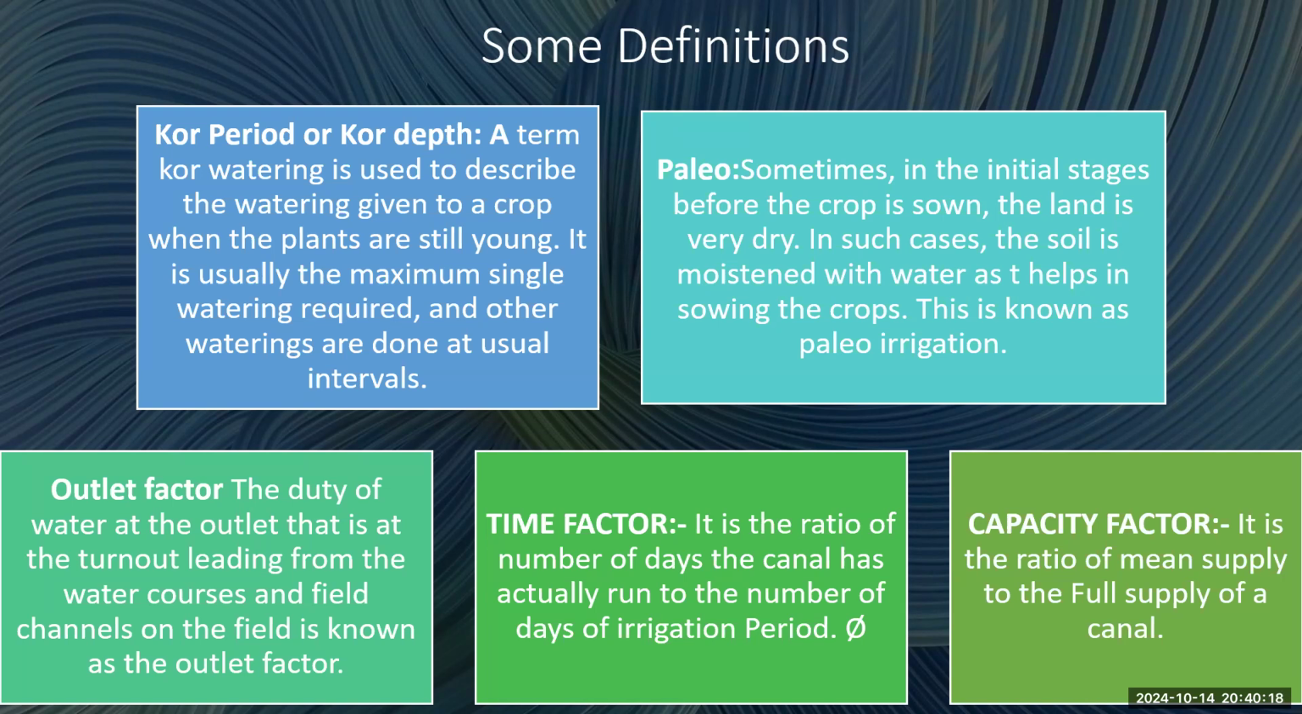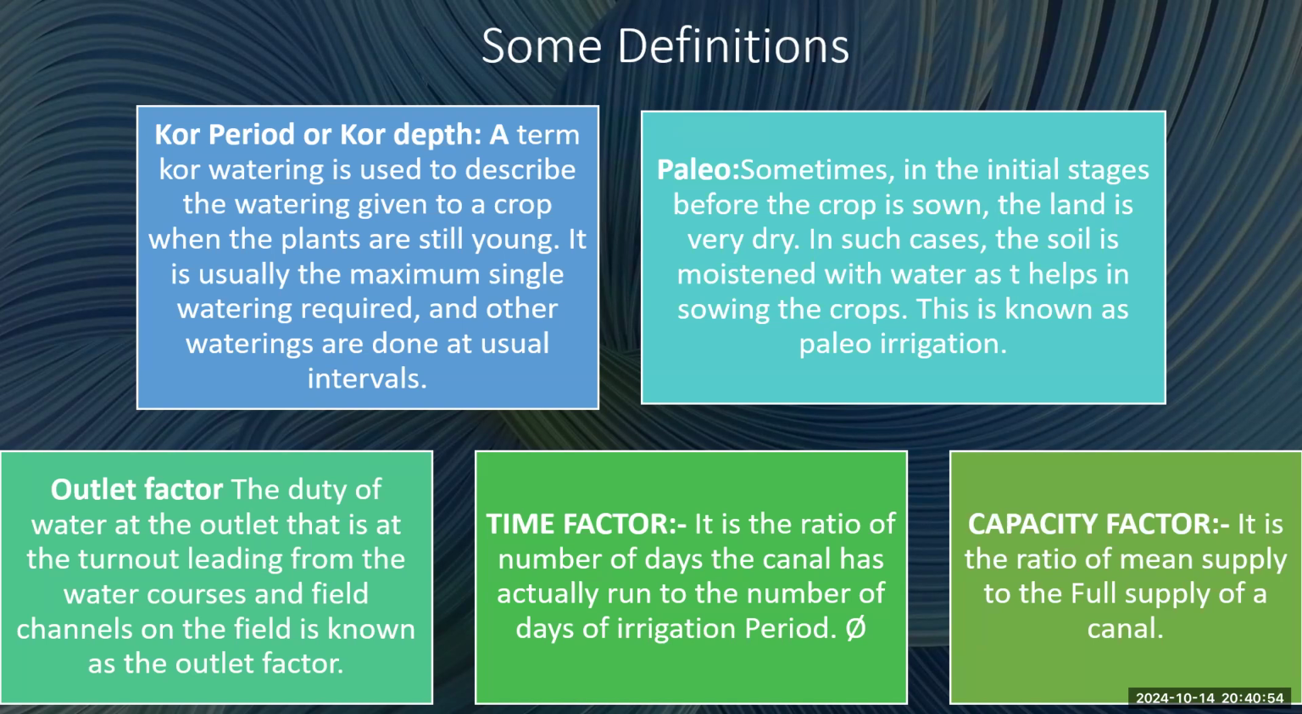There is a term paleo. What is paleo? In the initial stages, before the crop is sown, the land is very dry. In that case, the soil is moistened with water and then the crops are grown. That is called paleo irrigation. There is a term outlet factor. The duty of water at the outlet, that is, at the turnout leading from the water course and the field channels on the field, is known as the outlet factor.